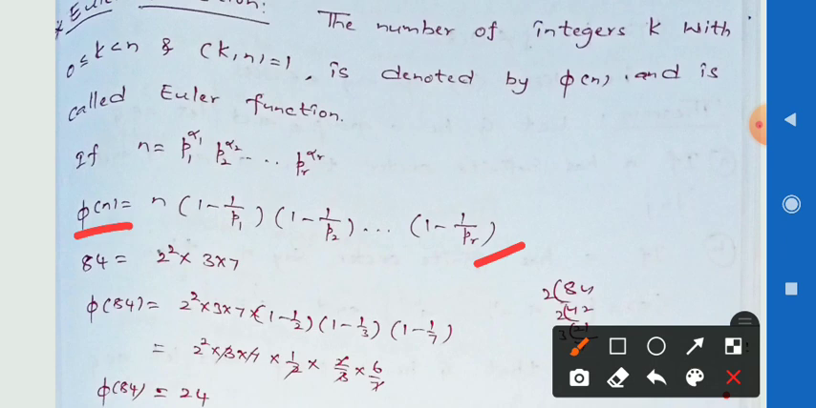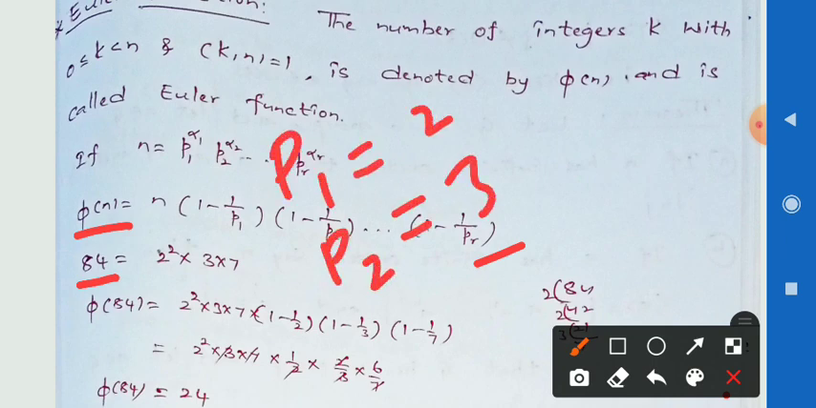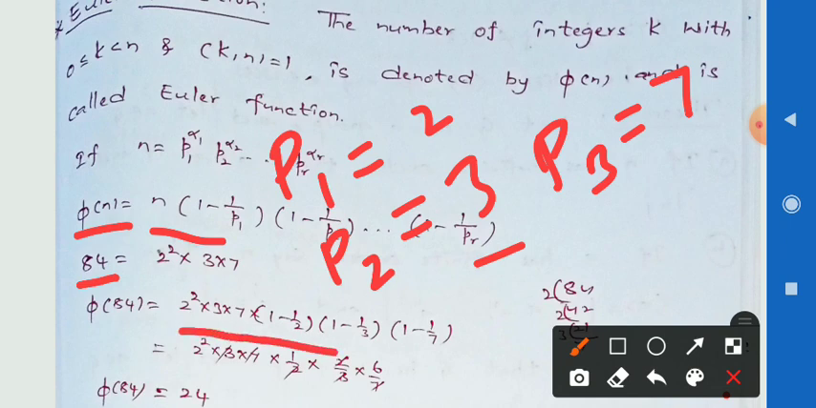For example, 84 is given. If any group has 84 elements, then 84 can be written as 2 square into 3 into 7. Here p1 value is 2, p2 value is 3 and p3 value is 7. We have the formula, and by taking this one we can write it in this form. 2 square means here the n value, and we can also write 84.